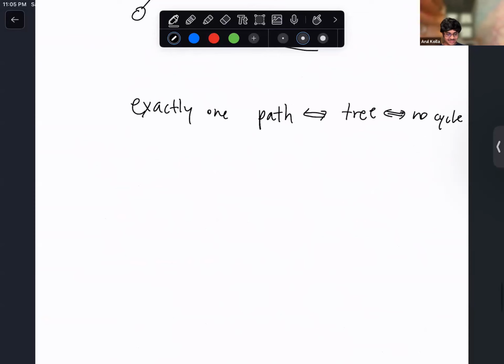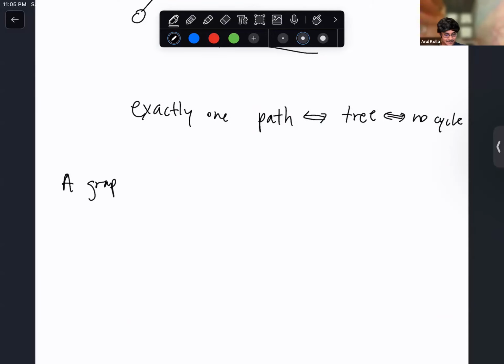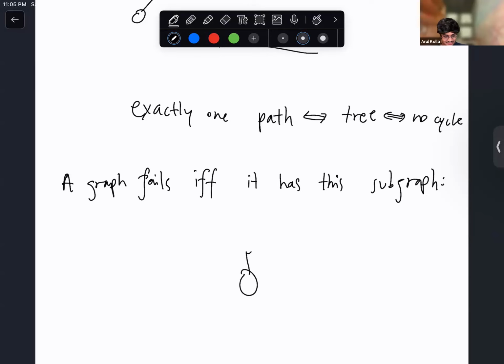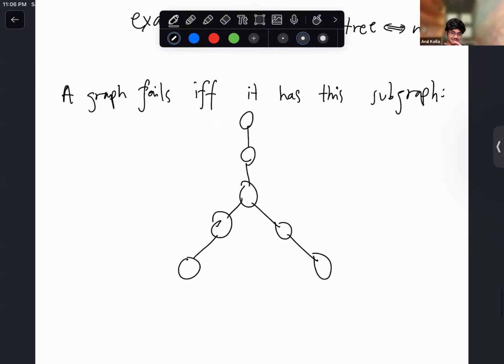It's not intended, and it's not the way I thought about it, but I saw some people write this: a graph fails if it has this subgraph. The subgraph that we're looking at is this. If this subgraph appears anywhere, then the graph will fail, otherwise it will succeed. This is a bit harder to prove, which is why I didn't want to talk about it, but it's quite a nice solution.